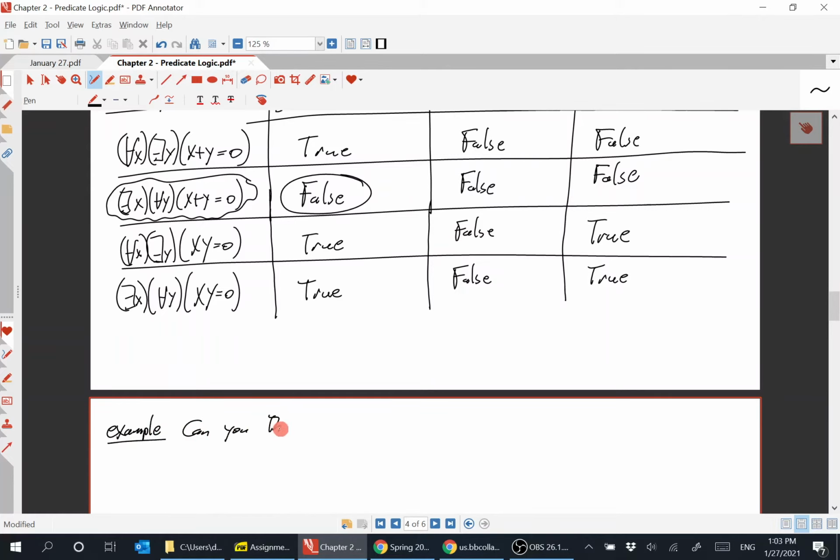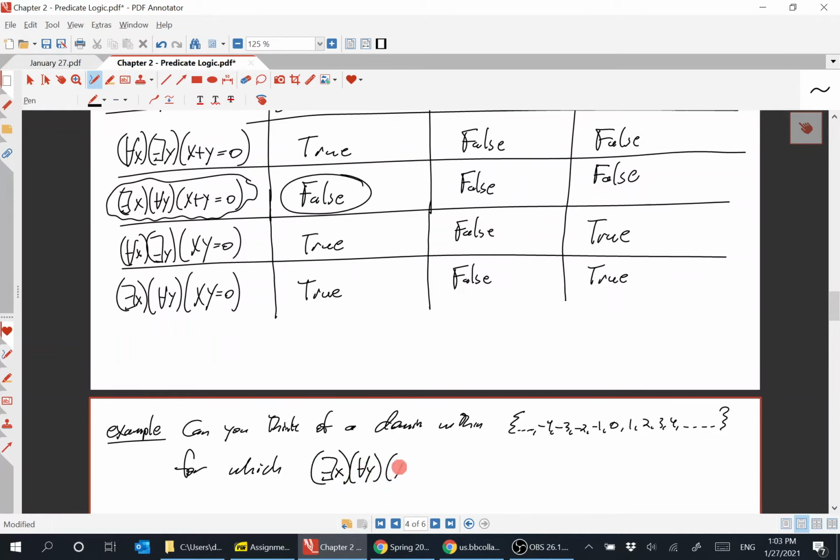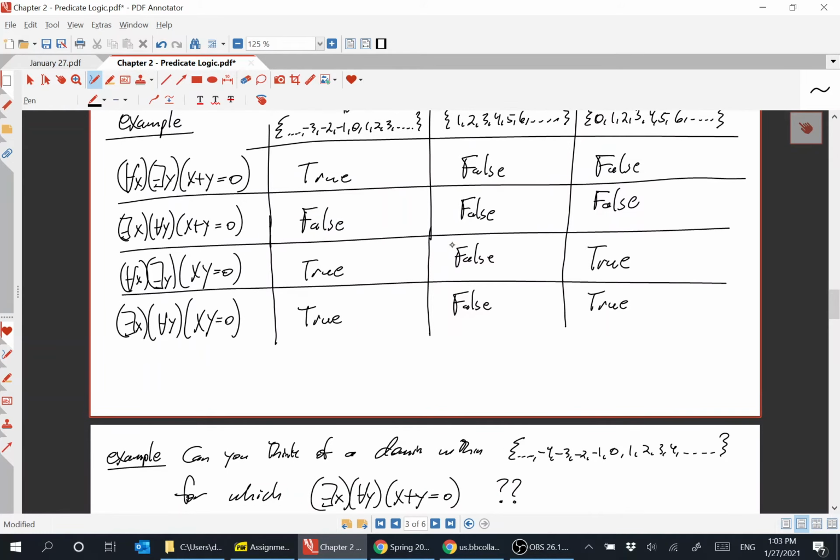Can you think of a domain within the set of integers for which there exists one special x such that for every y, x plus y equals 0? Anyway, back to that in a moment.